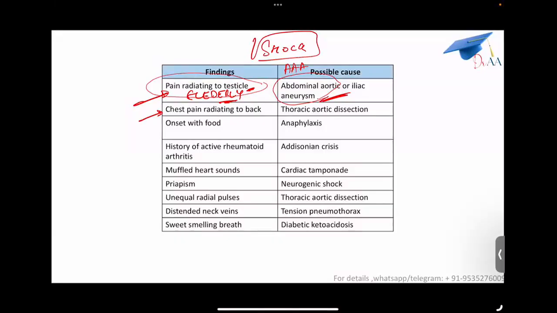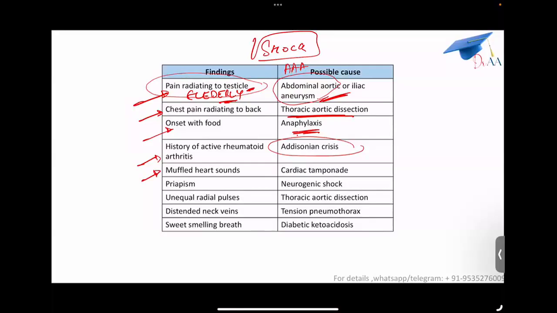Chest pain radiating to the back will be aortic dissection. The thoracic part of the aorta is getting dissected here. Onset with food, acute rapid onset, think anaphylaxis. History of taking steroids because of rheumatoid arthritis or asthma, and abruptly stopping them for any reason, can trigger an Addisonian crisis.